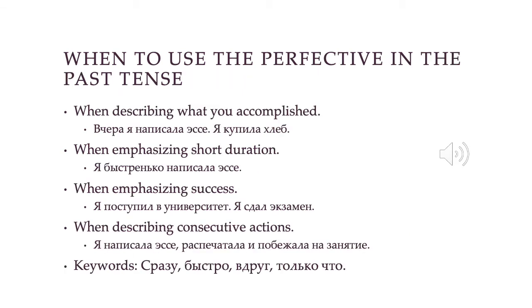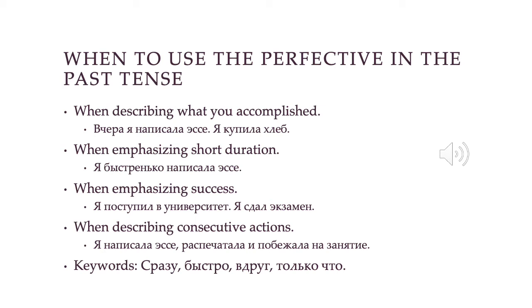So if that's when to use the imperfective in the past tense, when are some instances when we use the perfective in the past tense? Since the perfective indicates result, we use it to describe something that we've accomplished. For example, вчера я написала эссе. I wrote the essay yesterday and I finished it. Я купила хлеб. I bought bread. I didn't just go shopping for bread, I actually acquired some bread.